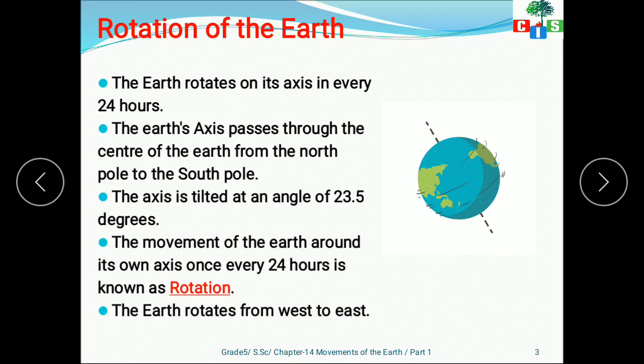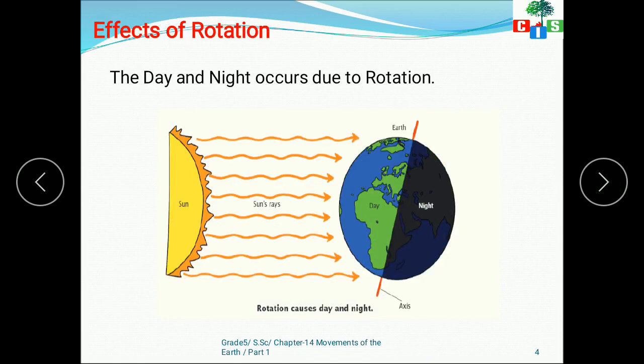Now let's discuss what is the effect of rotation. So what is the effect? The effect is the day and night that occurs due to rotation. Okay, now let's see in the picture and understand how it occurs. As you can see in the picture, one side of the earth is darker and the other side experiences the direct rays of the sun. So what does this picture indicate? It indicates that the part which faces the sun has day, and the part which is away from the sun experiences night.